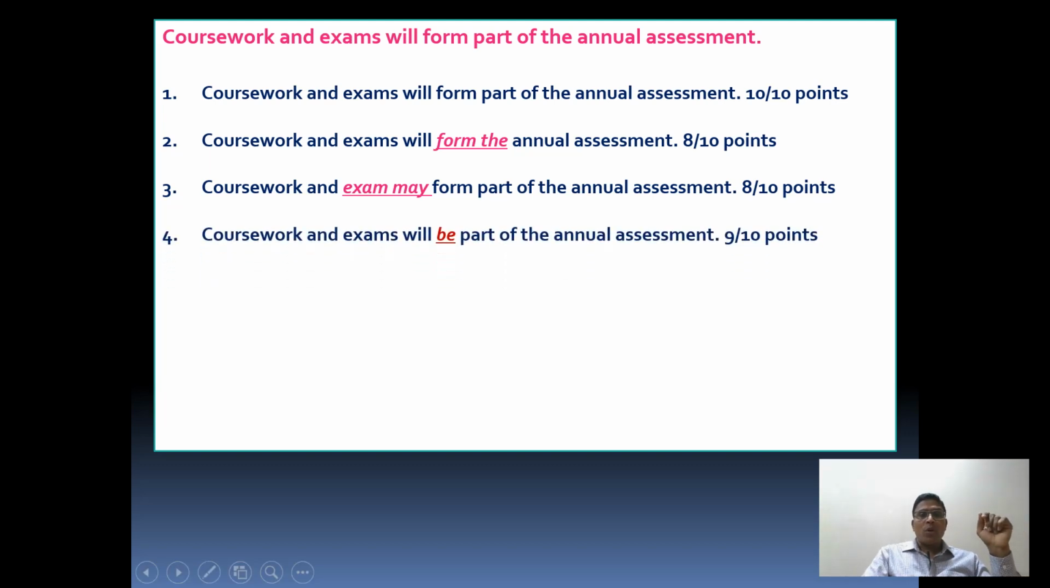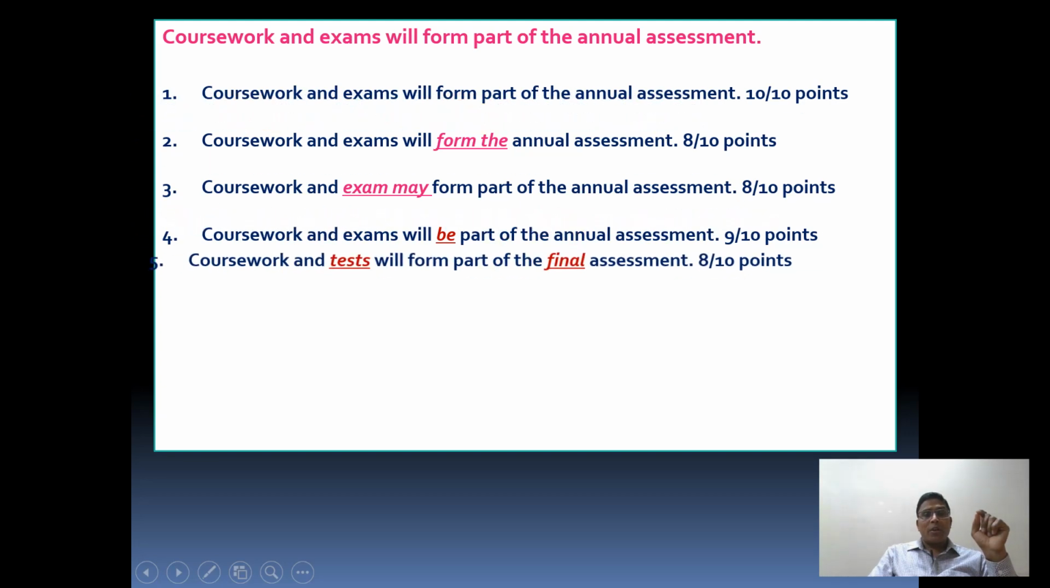Look at the fourth scenario. Coursework and exams will be part of the annual assessment. So in this question, it should be "will form part of." Instead of writing "form," you wrote "be." Even then, your response will be treated as a grammatically right response, but "be" will be looked upon as a spell error. So we'll get 9 out of 10 points.